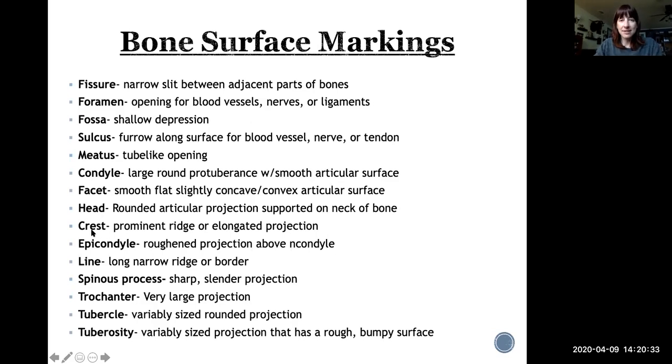A crest on a bone is a ridge, okay? So it's kind of the opposite of a sulcus, okay? You can kind of see a ridge along this bone here. So it's a long, skinny, sharp projection, okay? So it's a long ridge on this bone here.